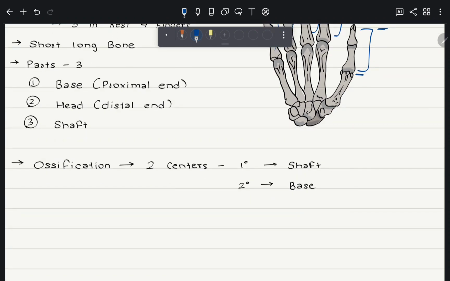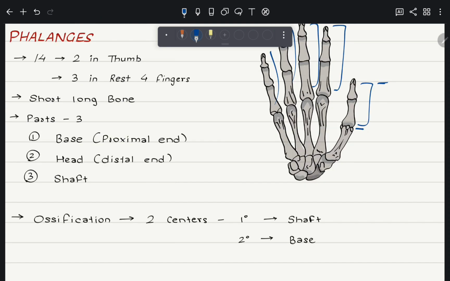Ossification centers, two: the primary is the shaft and the secondary is the base. That's all you have to learn about the hand bones.